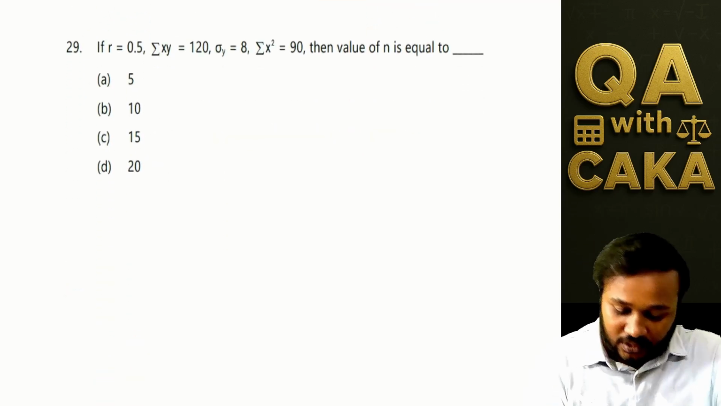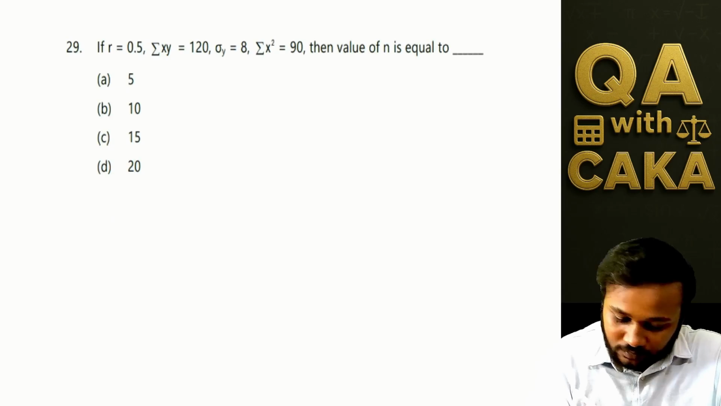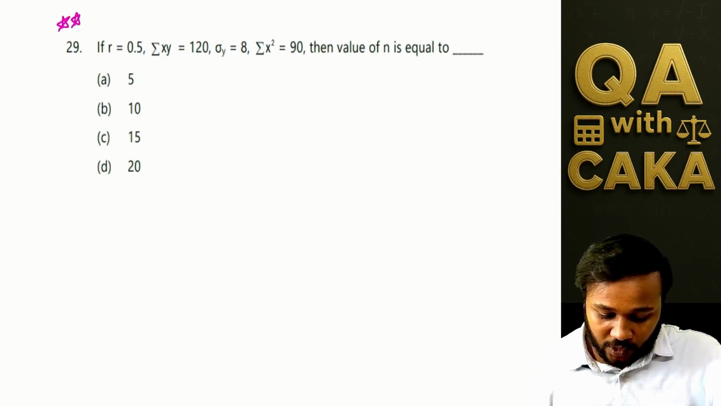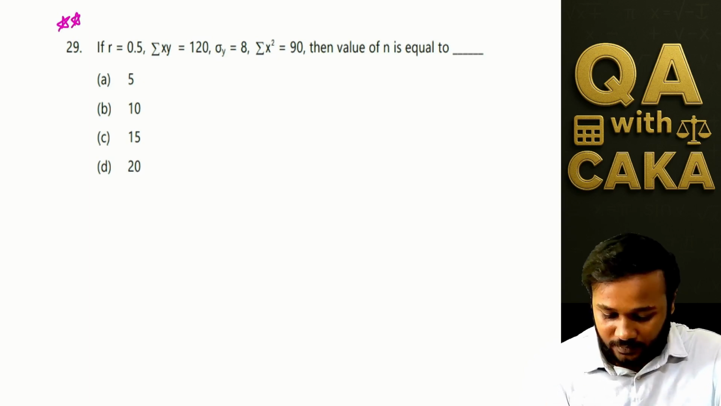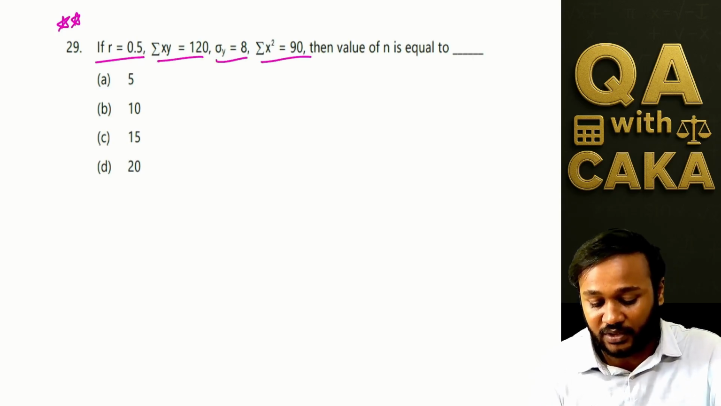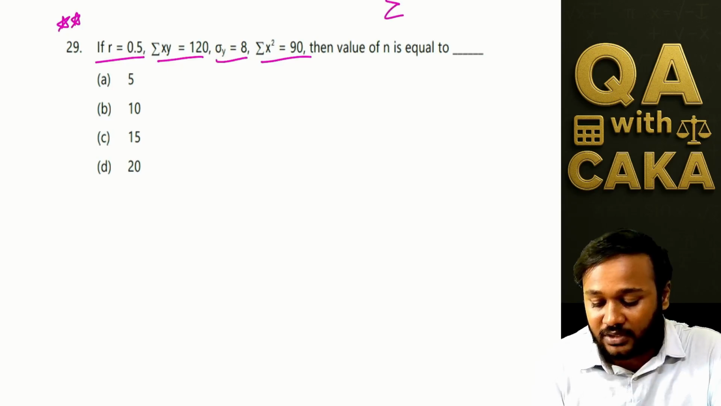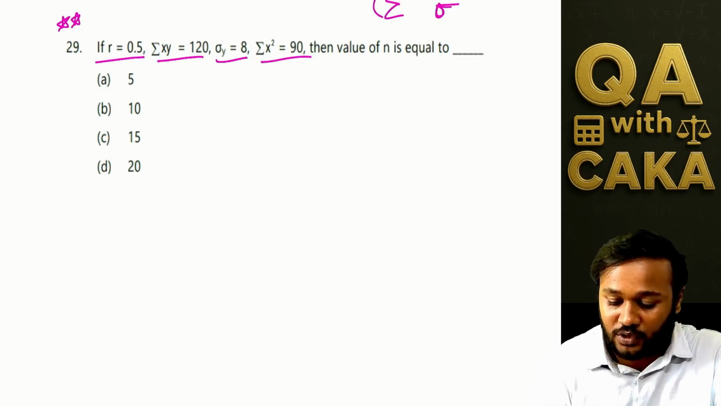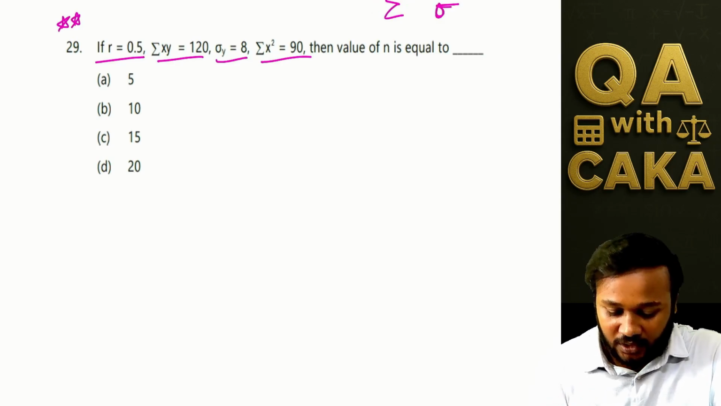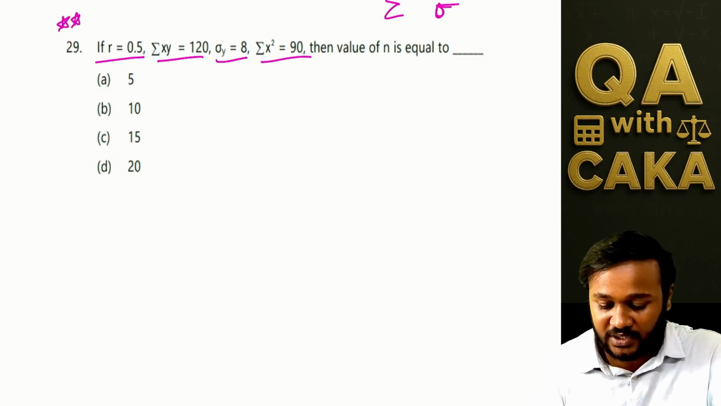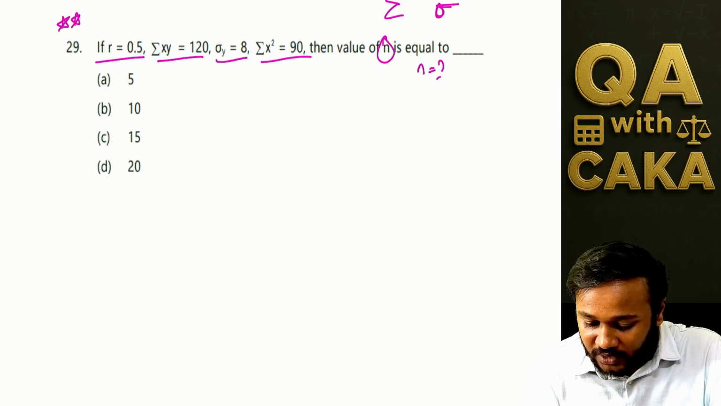Now the 29th question, something unique and very important. r is equal to 0.5. They have given this: summation of xy is equal to 120, standard deviation of y is equal to 8, summation x square is equal to 90. This is summation, and this is standard deviation, which is called sigma. So r is equal to 0.5, summation xy is equal to 120, sigma y is equal to 8, summation x square is equal to 90. Then you need to find out the value of n.